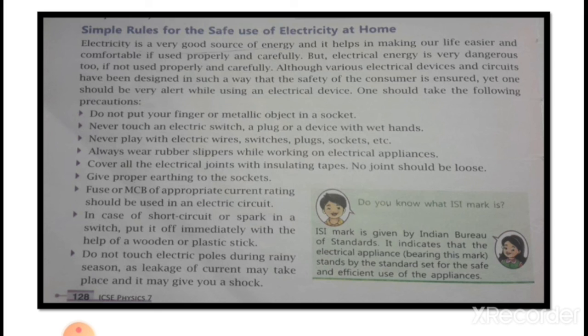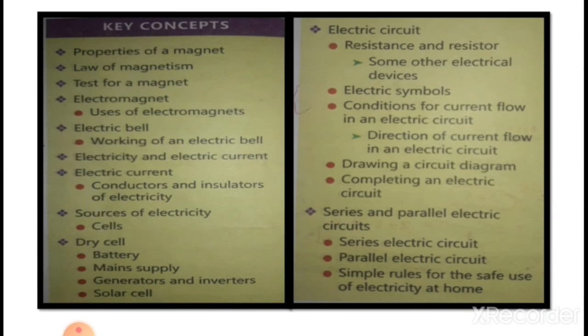So children, this is the last topic and let us take a look at the summary. Properties of a magnet that we have discussed, and laws of magnetism, test for a magnet, electromagnets, uses of electromagnets, and working of an electric bell, that is excluded from the syllabus, so we just skipped the topic. And electricity and electric current, conductors and insulators of electricity, sources of electricity.